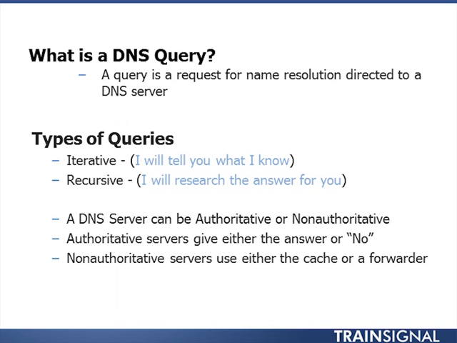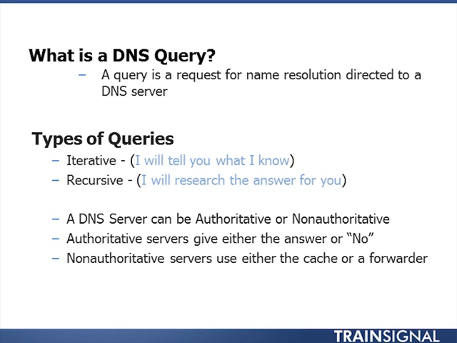Now I mentioned clients querying servers, right? And the idea behind the query is it's a request for name resolution directed out at that DNS server. Right? In other words, if I, the stupid human, am sitting at my computer and I type into my browser, I want to go to trainsignal.com, my computer as a client will go to its DNS server and do this query. It'll say, hey, I need an IP address for trainsignal.com.